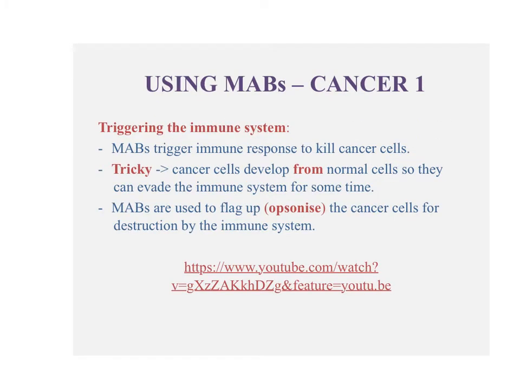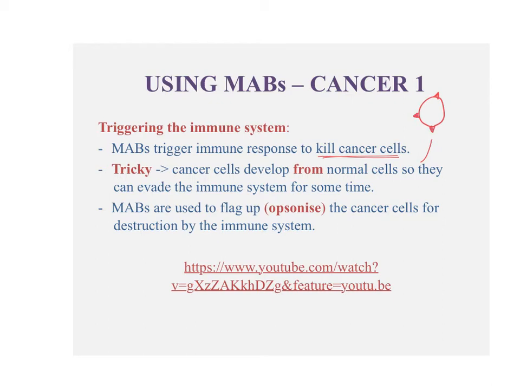So there are 2 ways that we can use monoclonal antibodies to treat cancer. The first way we can do this is by triggering the immune system. So the monoclonal antibodies are going to trigger the immune response to kill the cancer cells. Now this is quite a difficult concept to actually happen, because I've got a normal body cell that has antigens on the outside that are triangular shaped.